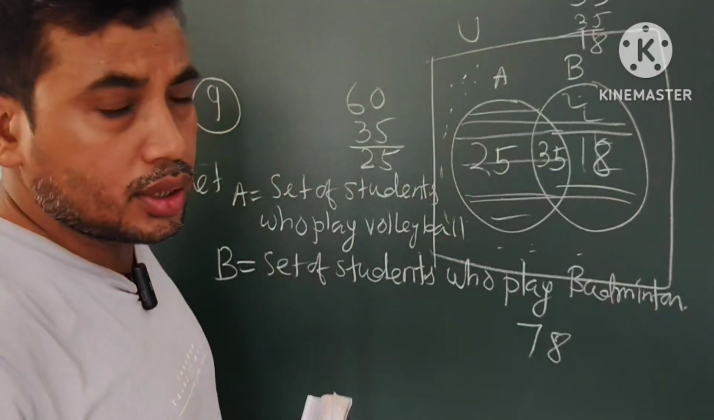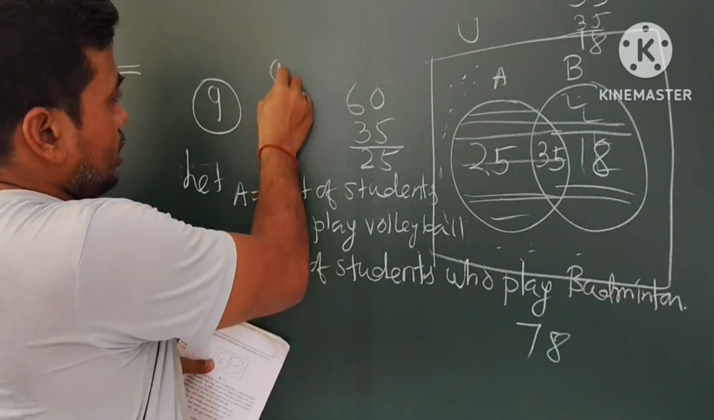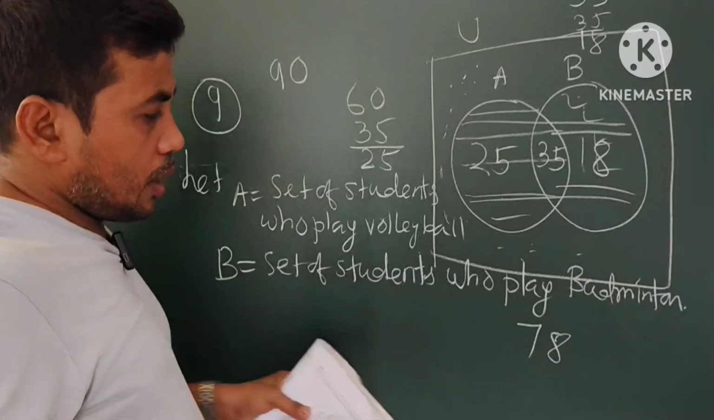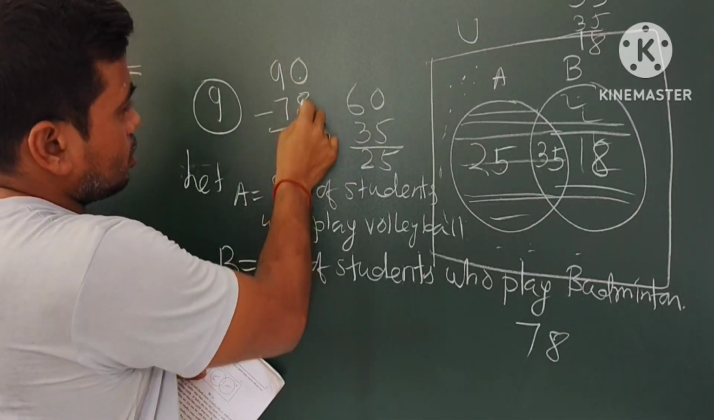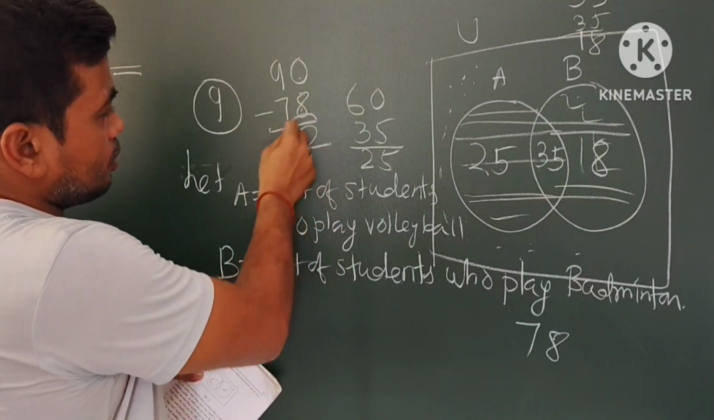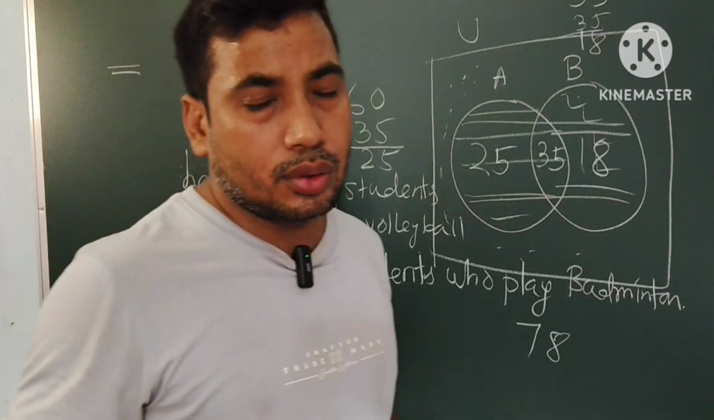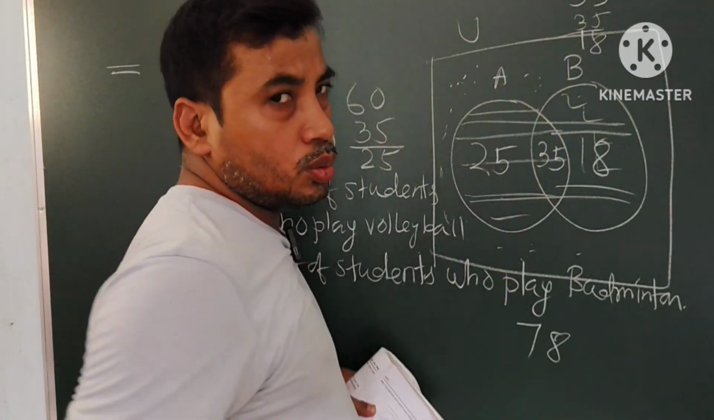So how many students will not play any games? We subtract this number 78 from the 90 total students. 90 minus 78 is 12. That means 12 students do not play any of the games. That means in this part there are 12 elements.